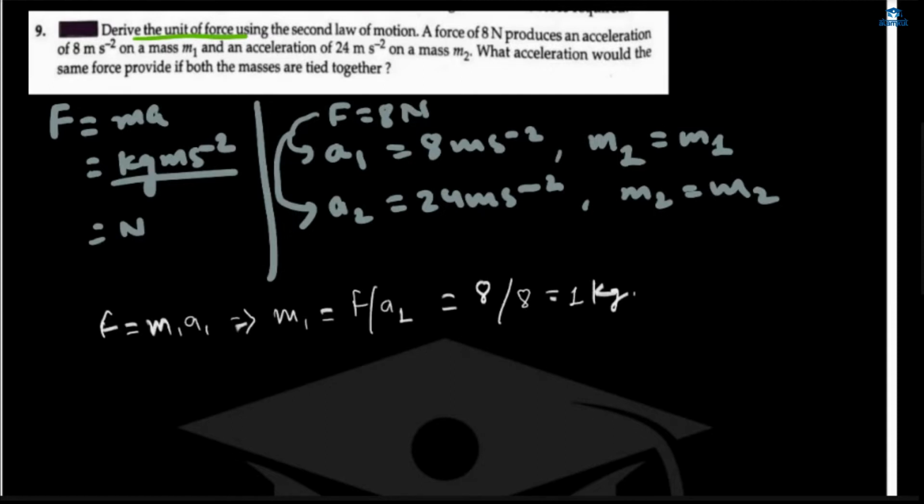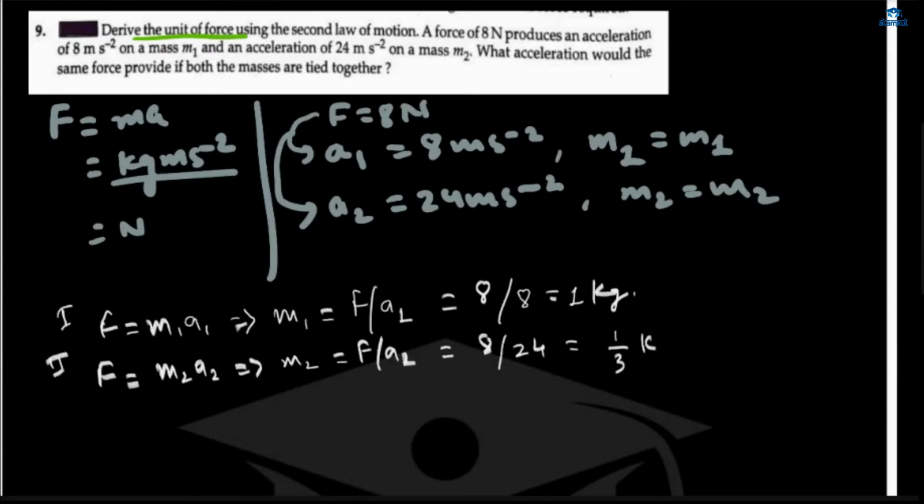And then in the second case, it's M2A2, and the force will be the same. So we have to find M2 now. F by A2. So we'll write 8 by 24. So it will be how much? 1 by 3 kg. Okay, means M2 we have got. This is our M1, and this is our M2.